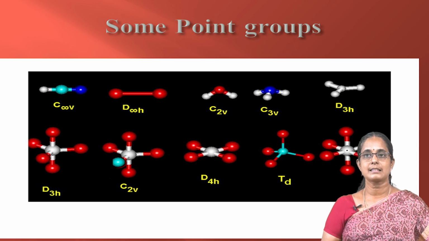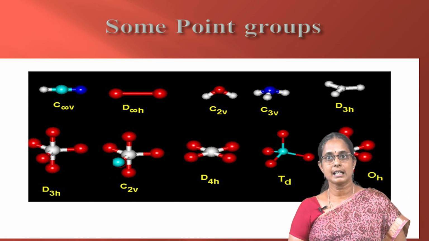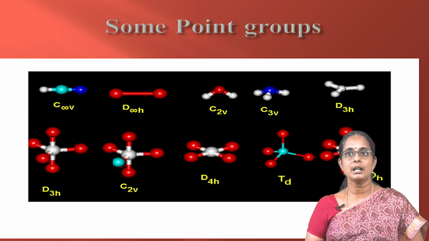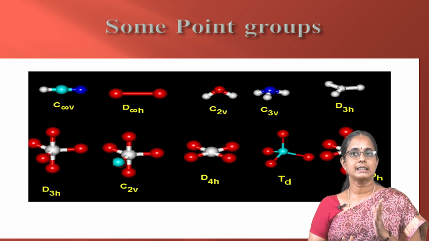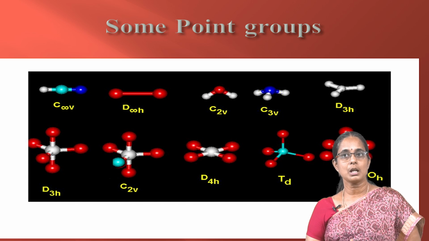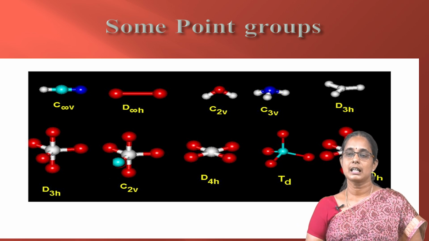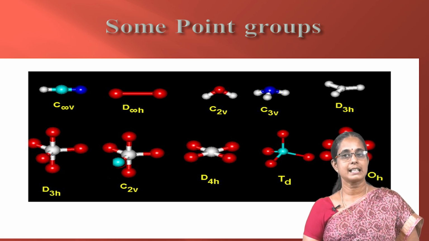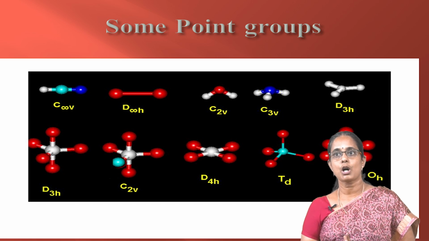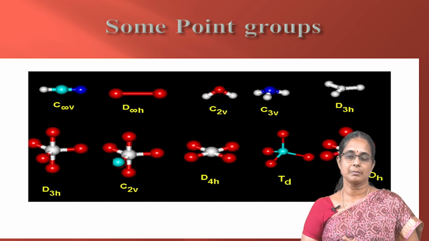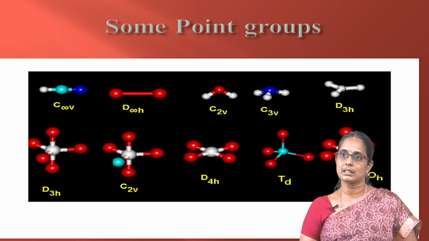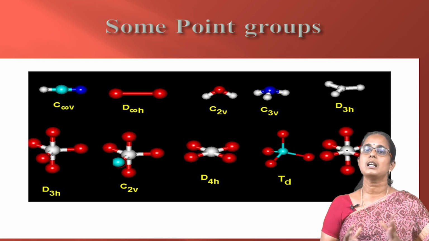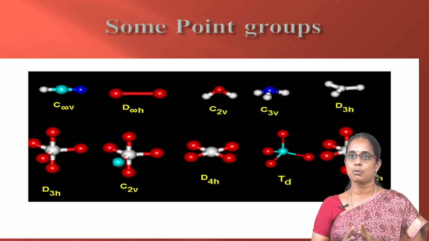If the molecule is trigonal planar, that is the D3h point group. If the molecule is bent or angular in structure, that is the C2v point group. If the molecule is tetrahedral, that is the Td point group. If the molecule is trigonal pyramidal, that is C3v, and bent or angular means the C2v point group. In the trigonal bipyramidal, that is the D3h point group.